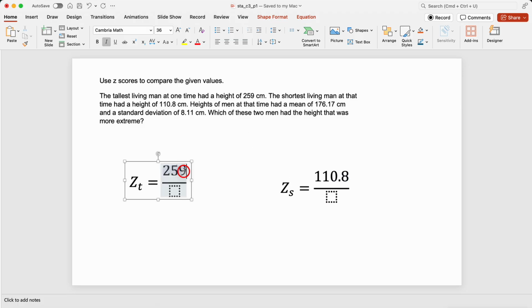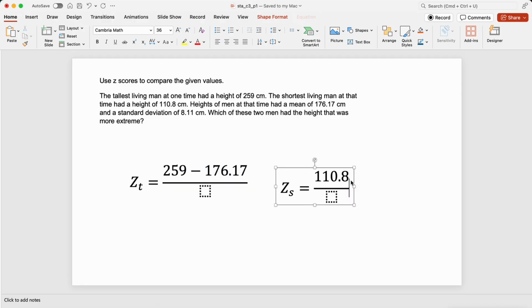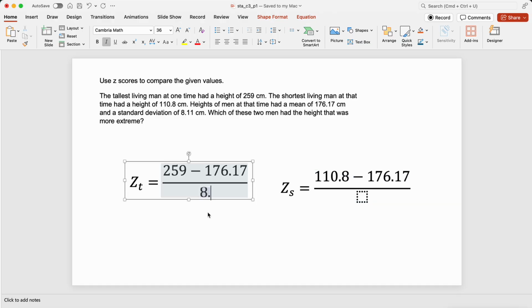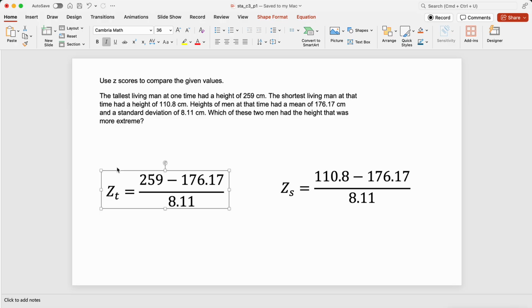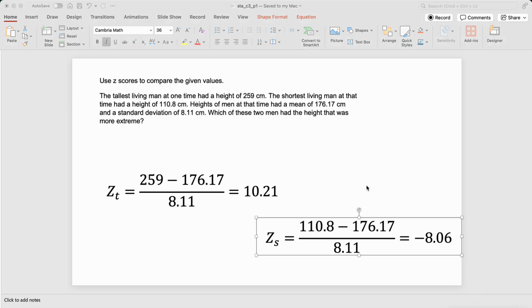And now it says, hey, did you know that there is a mean height of 176.17? Well, no matter what you're doing, you're still going to subtract the mean, so they're both going to get that subtraction. And then they're both going to be divided by the standard deviation of 8.11 and 8.11. Now, if you work this out, let me do that real quick. Alright, so some slight rearranging of the windows, but after we calculate both z-scores, the tallest man has a z-score of 10.21 and the shortest man has a z-score of -0.86.